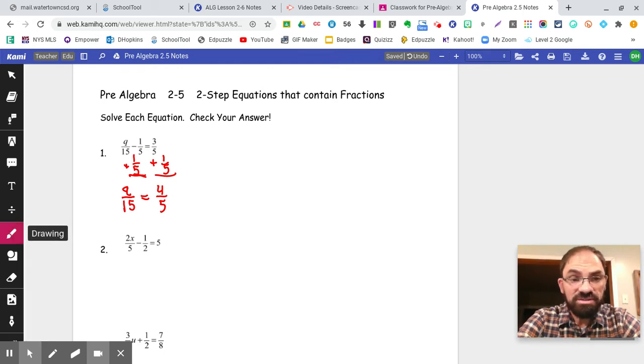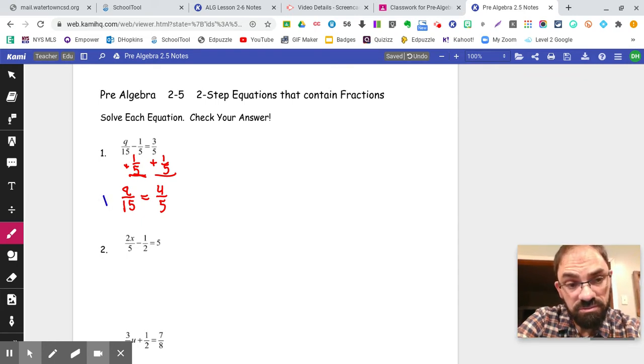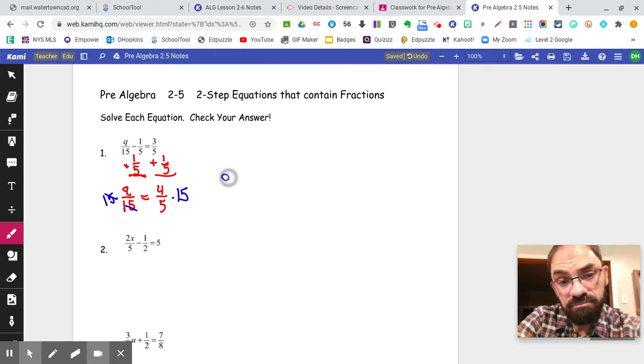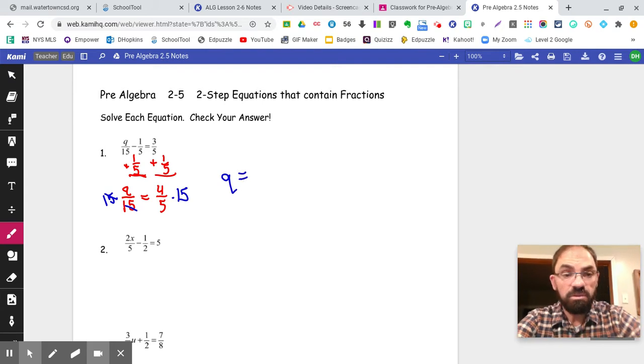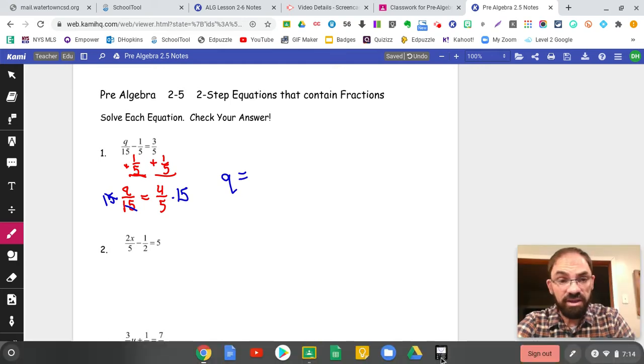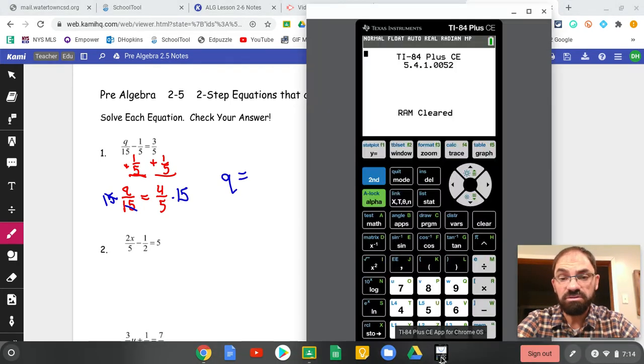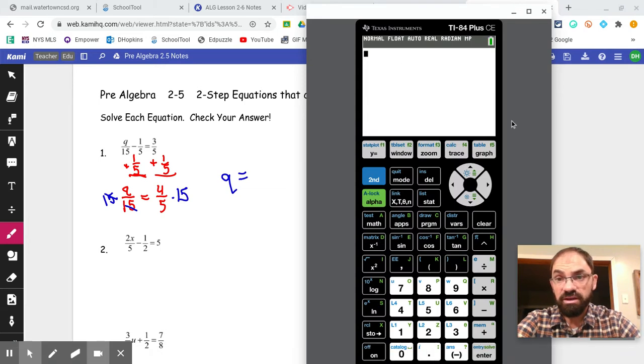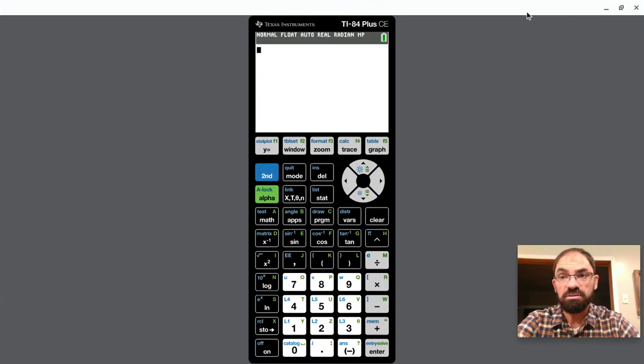Okay, to get Q by itself now, always do the opposite. Right now it's being divided by 15, so we want to multiply both sides by 15. So I know they cancel there. So what is 4/5 times 15? I can reduce that right now by hand and come up with a quick answer, and I'll still show you that. But let's see what it looks like on the calculator.